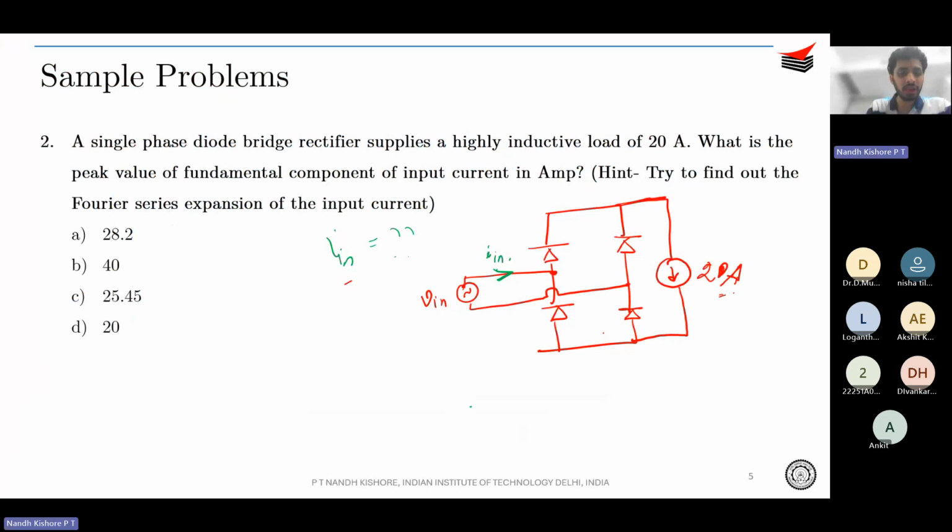So, how do you think I in will look? What will be the shape of I in? Anyone? So, V in is a pure sinusoidal voltage, and they have told us that the output current is almost constant. It's a highly inductive load of 20 amperes, which means that it's almost constant. It's like a current source, and it is sinking 20 amperes. Okay. So, what will be the shape of I in?